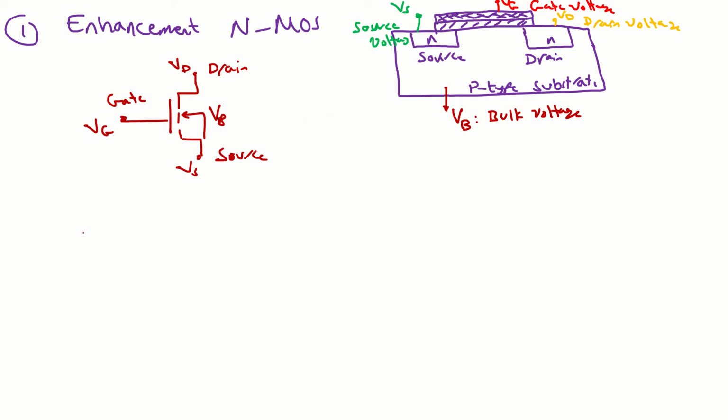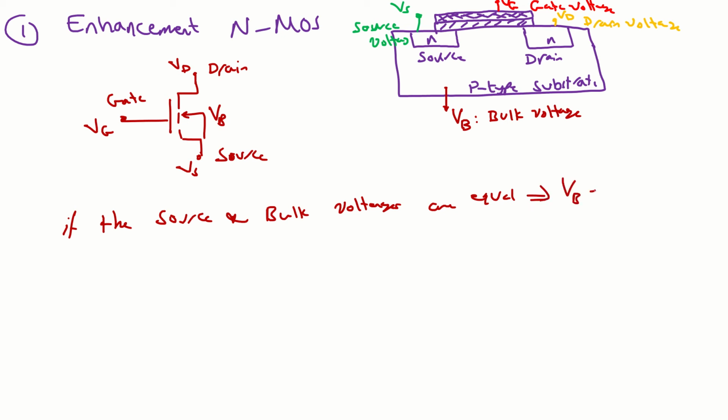Okay, now if the source and the bulk voltages are equal, I mean the bulk and the source are connected with each other, then you can say VB equals VS. And if both are grounded, you can say VB equals VS equals what here? 0 if they are grounded. Okay, good.